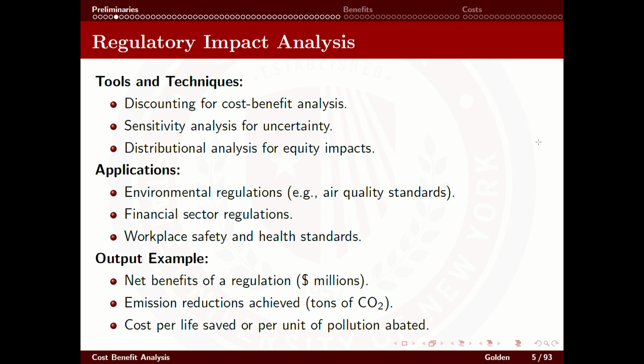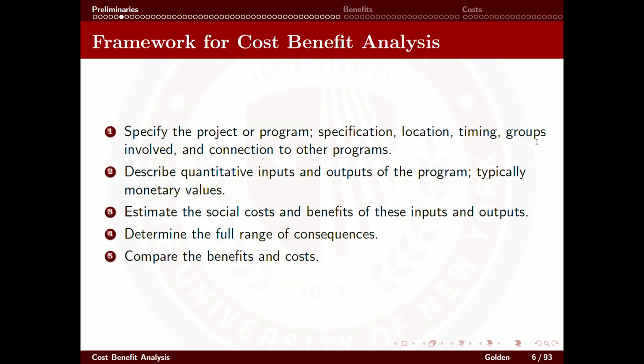So you can evaluate environmental regulations, financial regulations, just about any regulation. Types of outputs you're putting out here are the net benefits of the regulations in dollars, the emissions reduction achieved, which you can then put into dollars by multiplying by the cost of CO2. And then you can look at the cost per life saved or per unit of pollution abated in the regulatory impact analysis.